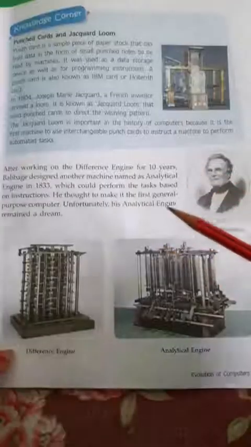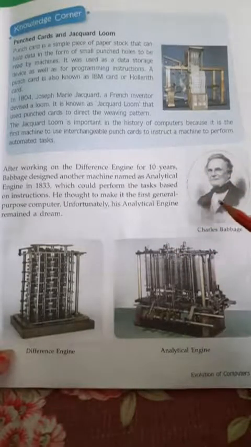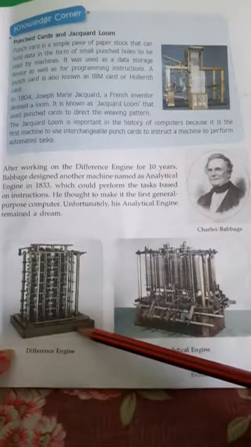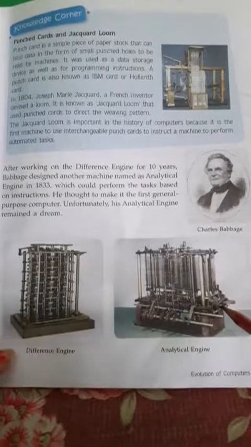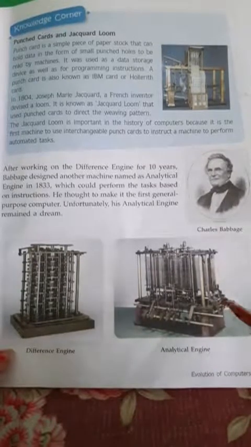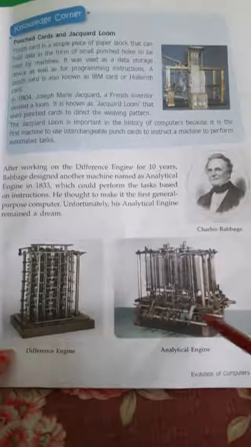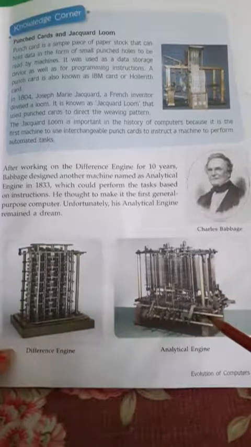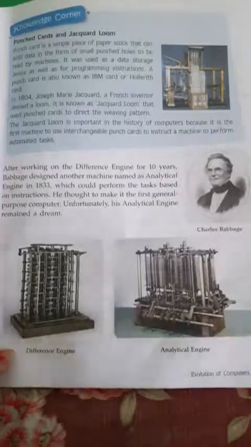Now children, in 1822, Charles Babbage, a British mathematician, invented the first programmable computer called the difference engine, and in 1833 he designed the analytical engine. This machine has all the essential features found in modern computers, meaning it can take input, produce output, and can store data and information.